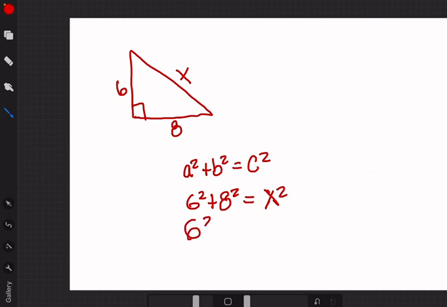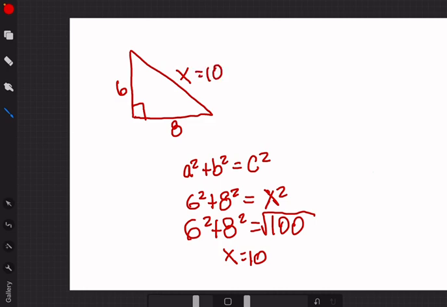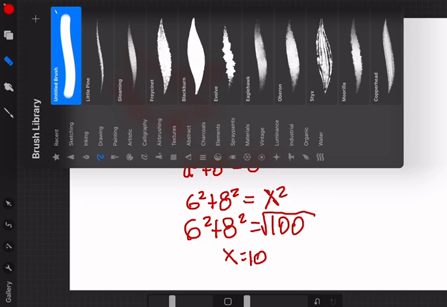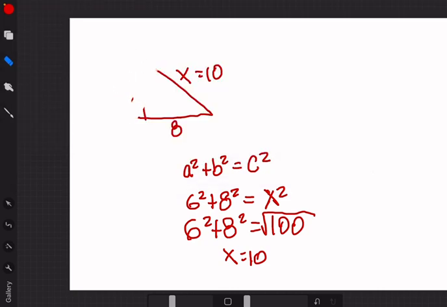So 6 squared plus 8 squared equals 100. So now we're going to have to find the square root of 100, which is 10. So x equals 10. Okay. To the next problem.